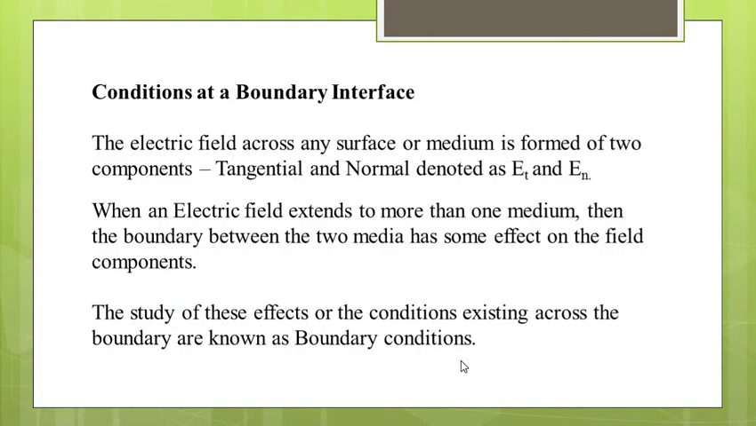So any electric field consists of two components. One is the tangential component denoted as Et and the normal component denoted as En. When the electric field moves from one medium to the other medium, there will be some effect on these two components. So the study of these effects is known as the boundary condition.